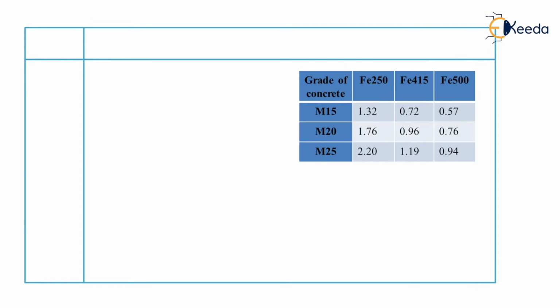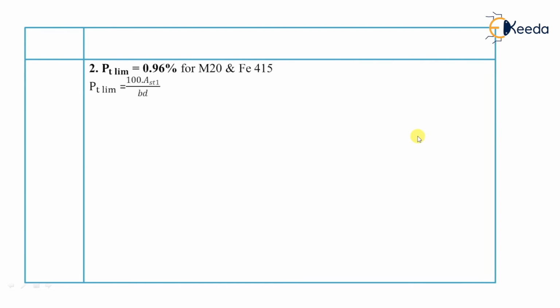Now we will find out the area of steel in tension 1, that is Ast1, and before that we have to find out the Pt limit percentage. From this table, for M20 grade of concrete and Fe415 grade of steel, Pt limit is 0.96%. We know the formula of Pt limit, which is equal to 100 Ast upon B into D. So Pt limit is 0.96, B is 300, d is 600, and after calculating we will get the area of steel 1 equal to 1728 mm square.